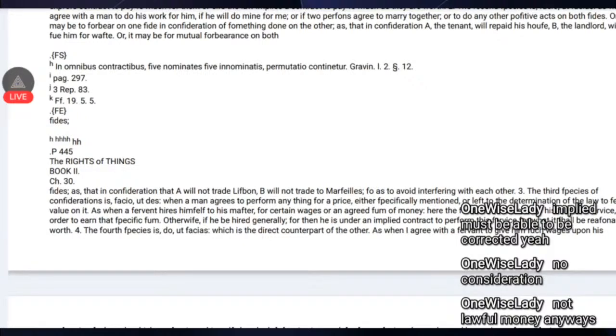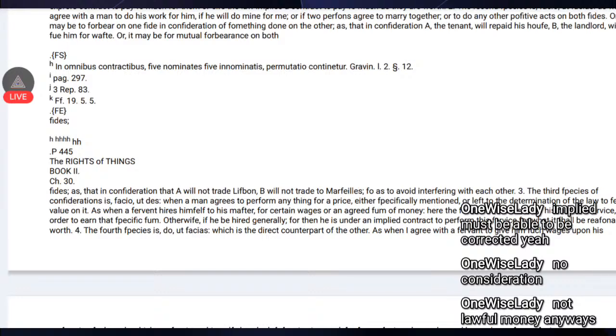The third species of considerations is facio ut des, when a man agrees to perform anything for a price, either specifically mentioned or left to the determination of law to set a value on it. As when a servant hires himself to his master for certain wages or an agreed sum of money, here the servant contracts to do his master service in order to earn that specific sum. Otherwise, if he be hired generally, for then he is under an implied contract to perform this service for what it shall be reasonably worth.